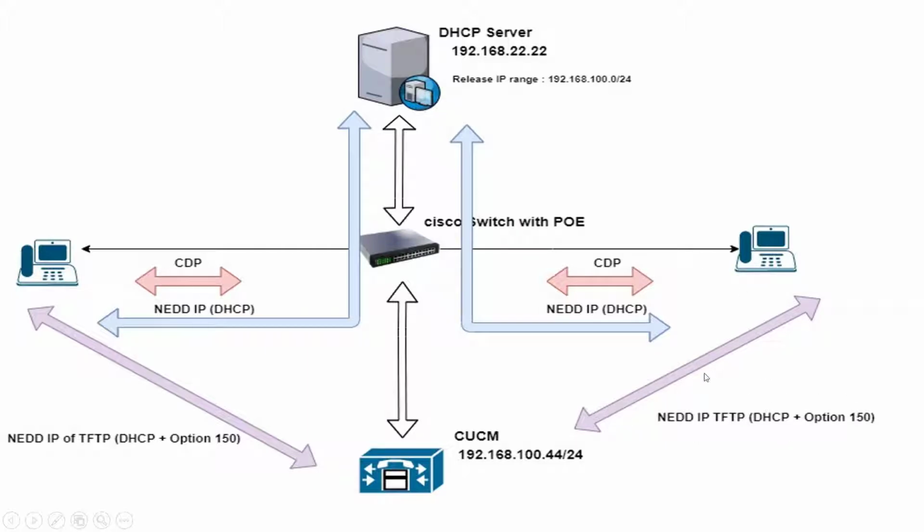The first step is CDP, the second is DHCP. DHCP is needed for the IP address, and the DHCP sends the address of the TFTP server with option 150. Okay, let's go to the configuration.